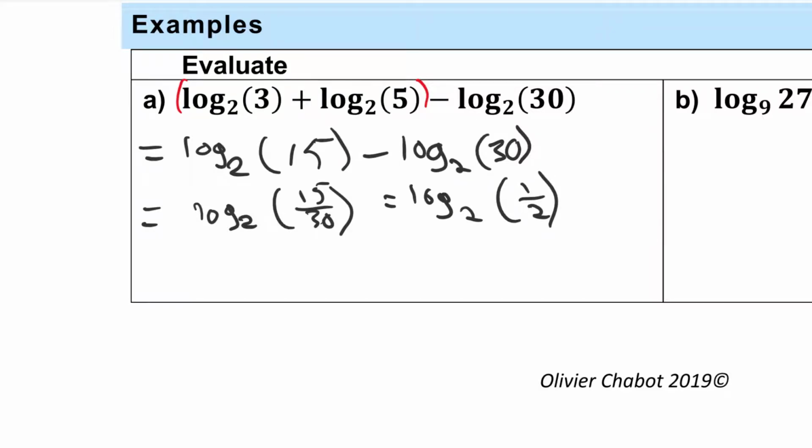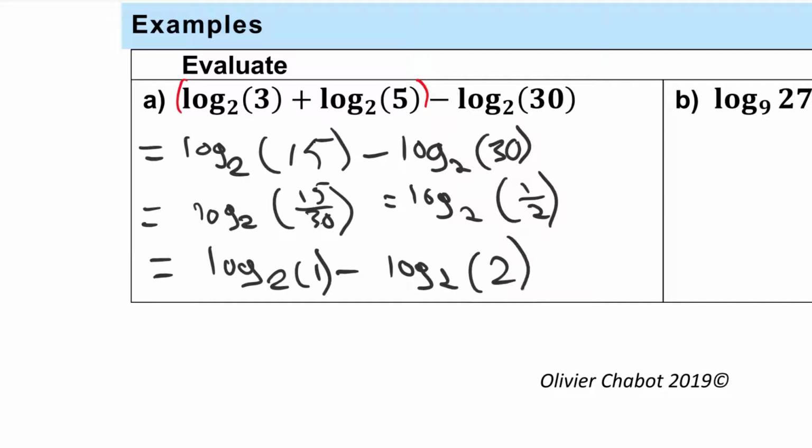And note that we can even simplify this further. A lot of people would stop here and that might be fine. But in this case, there's something that is a lot better, right? We have log base 2 of 1 minus log base 2 of 2, because a division goes with a minus. I think you see where I'm going here.